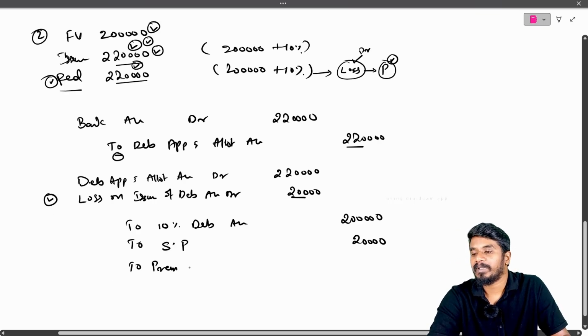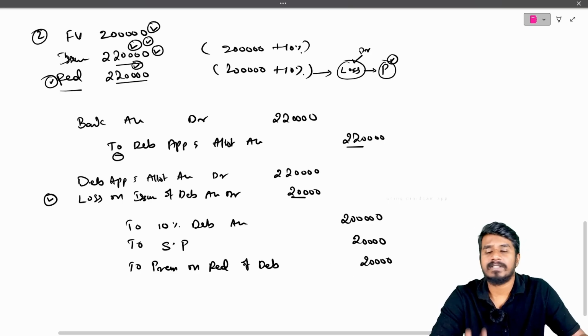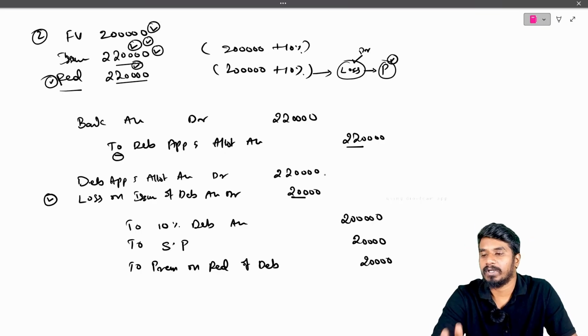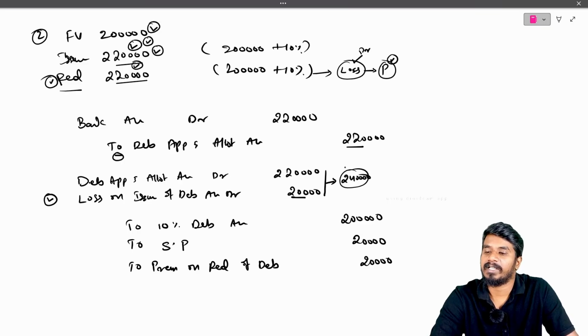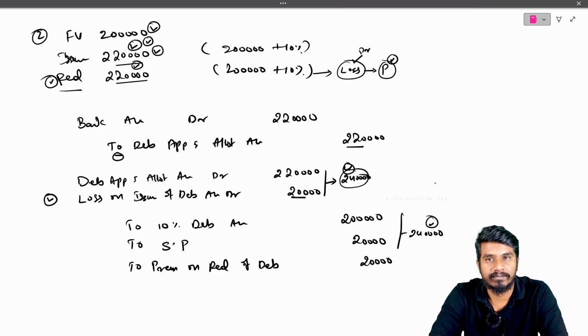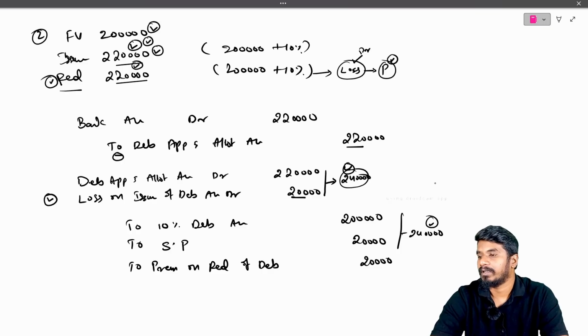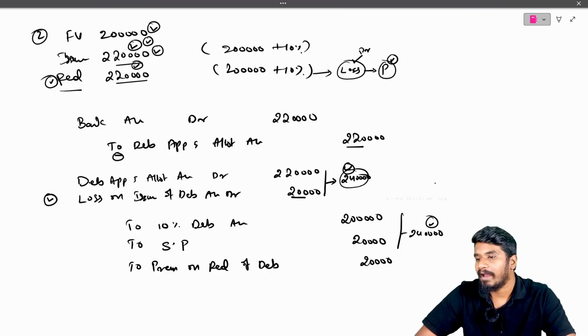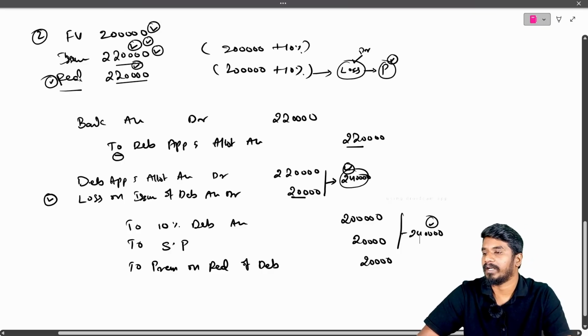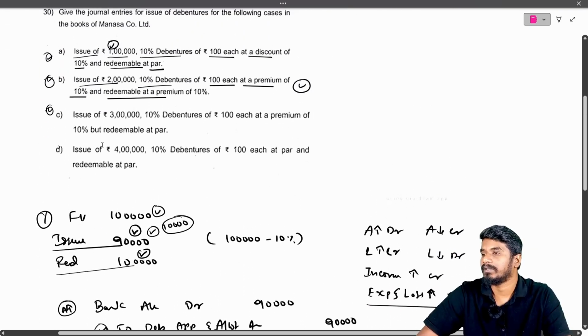Two, premium on redemption of debenture, 20,000. Cross check it once. 2,40,000 on the debit side and 2,40,000 on the credit side. Both should match. If not, something is wrong, right? So let us move forward and see the third one. If you have any doubts, you can ask through comment.